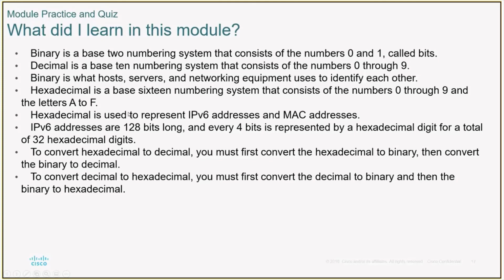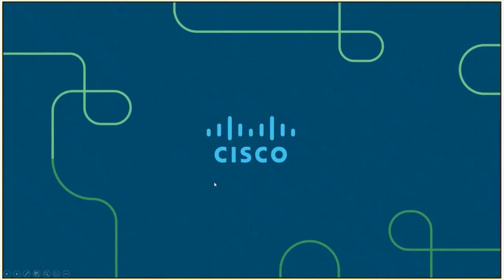IPv6 addresses are 128 bits long, and every 4 bits is represented by a hexadecimal character for a total of 32 hexadecimal digits. To convert hexadecimal to decimal, you first convert the hexadecimal number into binary, and then convert the binary number into decimal. To convert decimal to hexadecimal, you first convert that number to binary, and then you look up the bit patterns and put it into hexadecimal. That's the easiest way to do it. So that's the end of the chapter. It's not a big chapter.